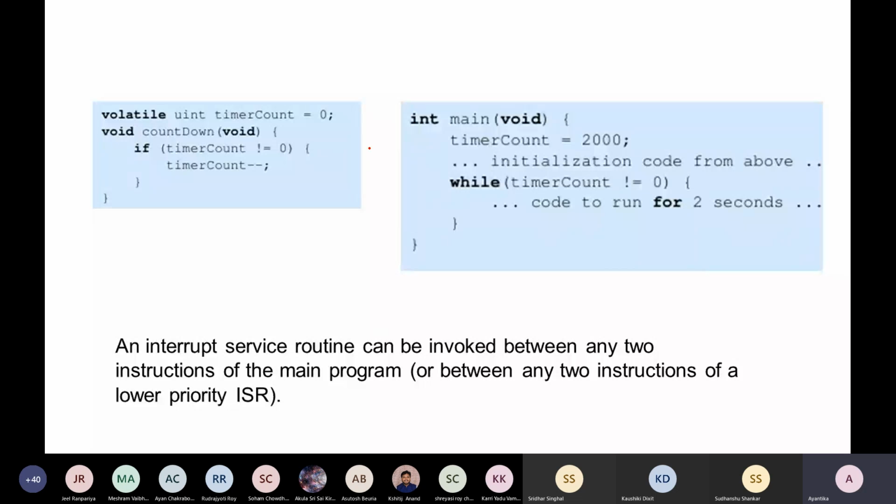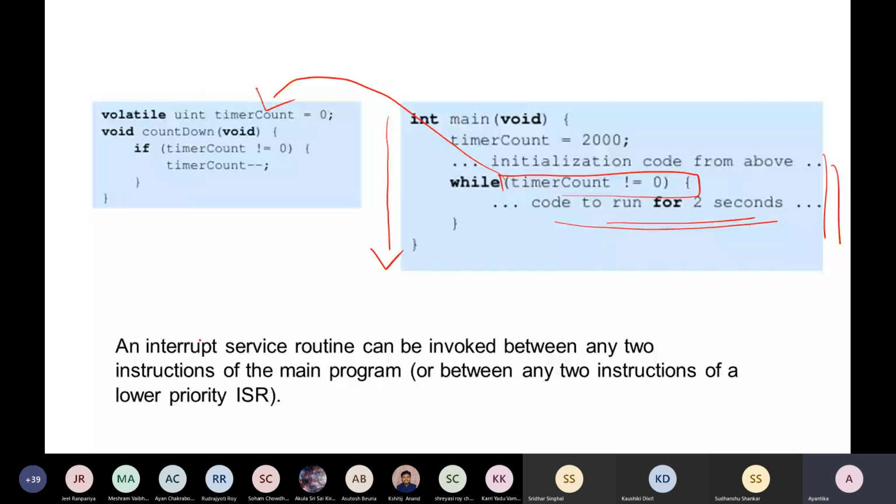You can see here, this is the set. This is one main program running, where you are executing some code while the timer count is not 0. You can see this while loop. Now this signifies the interrupt handling. That means when this timer count is 0, the interrupt is triggered, and within that time you have to stop your general execution and handle that interrupt.